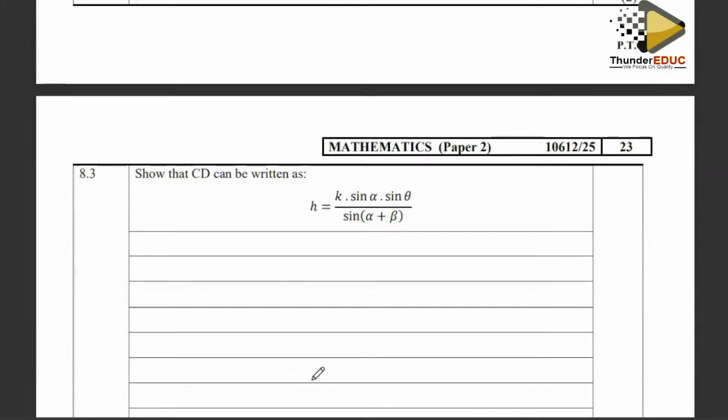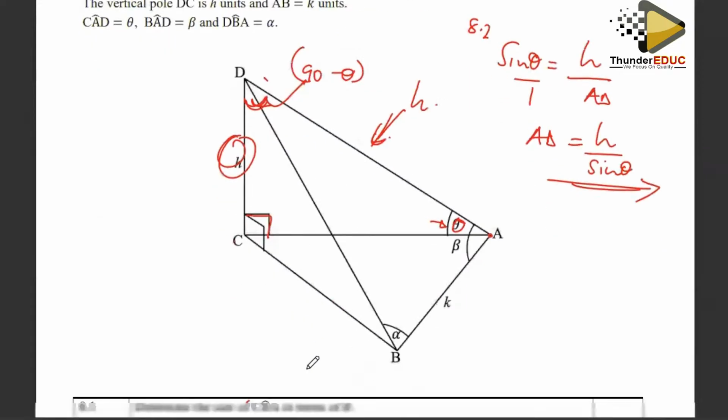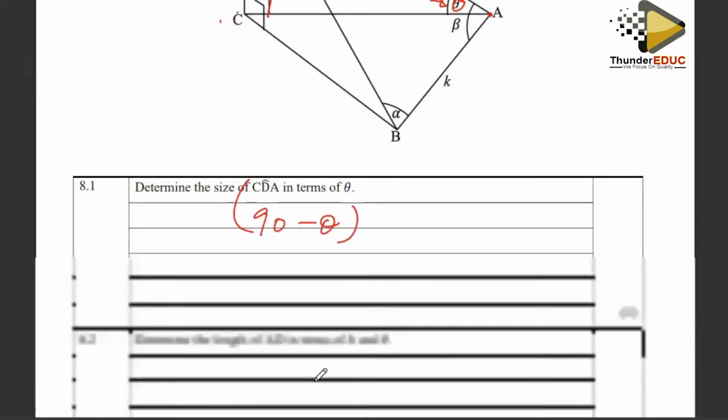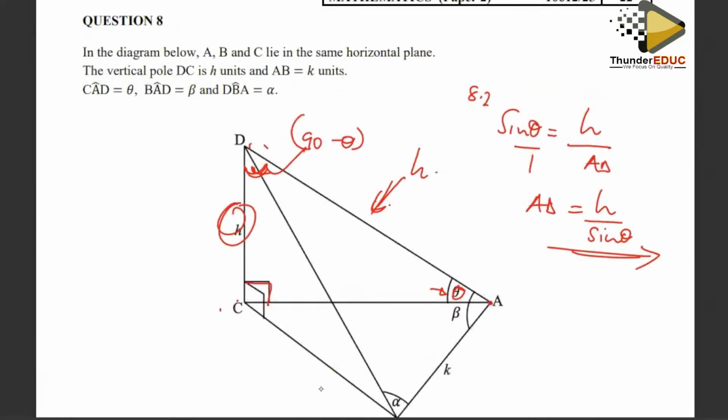Then 8.3, can we show that CD can be written as that? Prove that CD, which is the h, can be written as k sine alpha sine theta over the sine of alpha plus beta. Okay, so we're looking at AD.